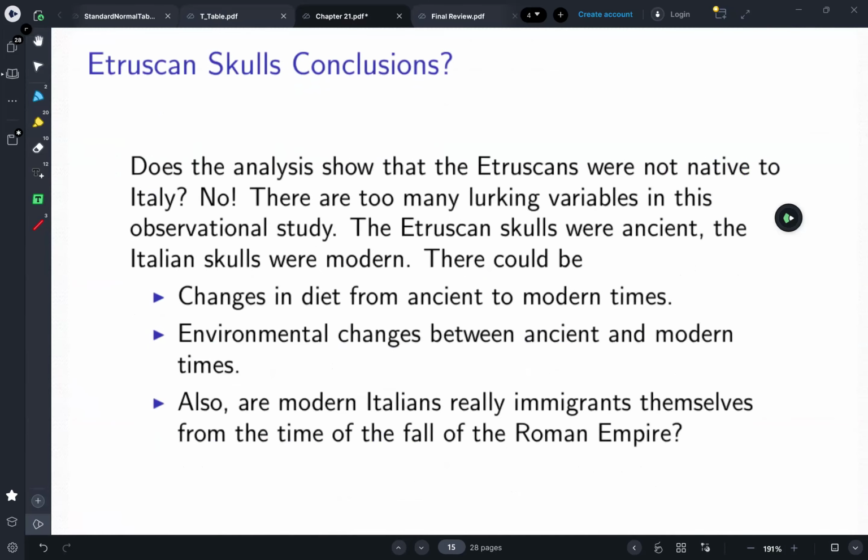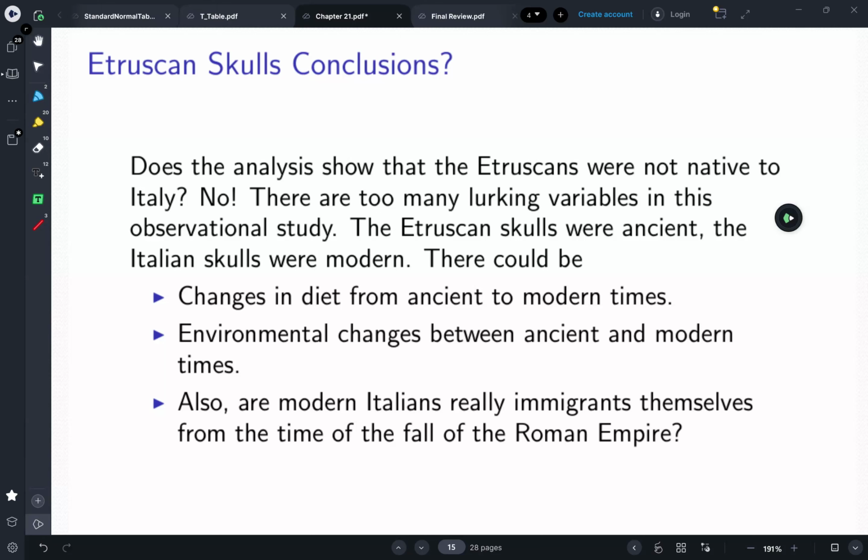So here's the slide I was saying. Even though we statistically say that there's a significant difference between the measurements of the two populations, the Etruscans and the modern Italians, does the analysis really show that the Etruscans were not native to Italy? We can't 100% say no, because there are too many lurking variables, such as the Etruscans' skulls were ancient. The Italian skulls were modern, so they're different there. Changes in diet could explain that, right?